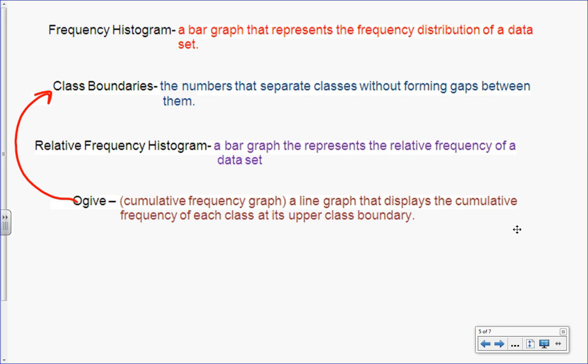Yeah, there was a typo there. It's a bar. For a relative frequency histogram, it should be a bar that represents. Sorry about that. Sometimes I get typing a little fast. And of course, spell check's not going to catch that because I didn't spell anything wrong. And grammar-wise, it's not really wrong either. It just doesn't sound right.